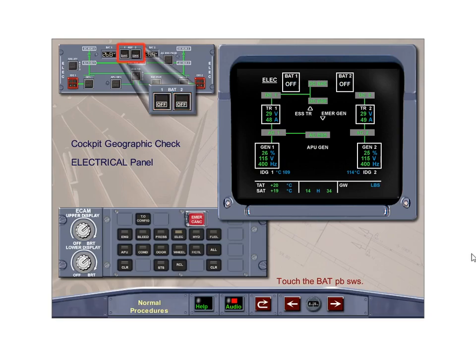The battery 1 and 2 push-button switches will then be selected back to the on position while checking on the ECAM electrical page that both of the battery charge currents decrease below 60 amps within 10 seconds. Touch the battery 1 and 2 push-button switches to select them back to on while checking the battery amps.